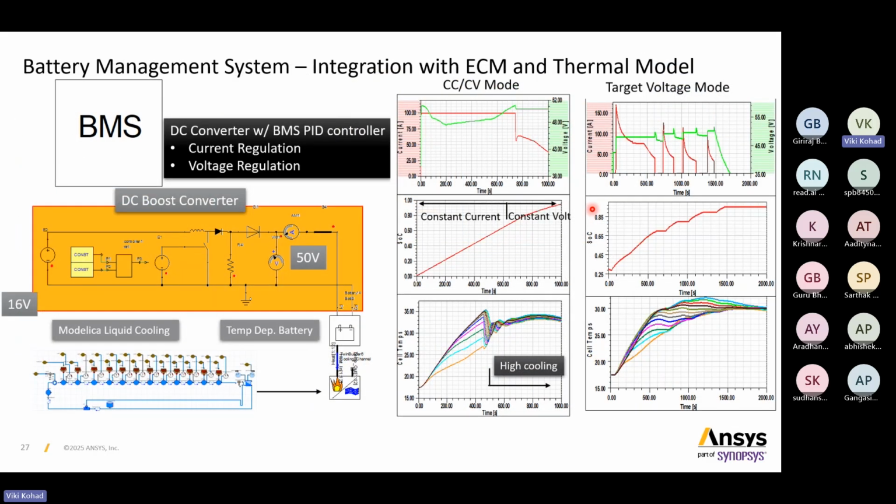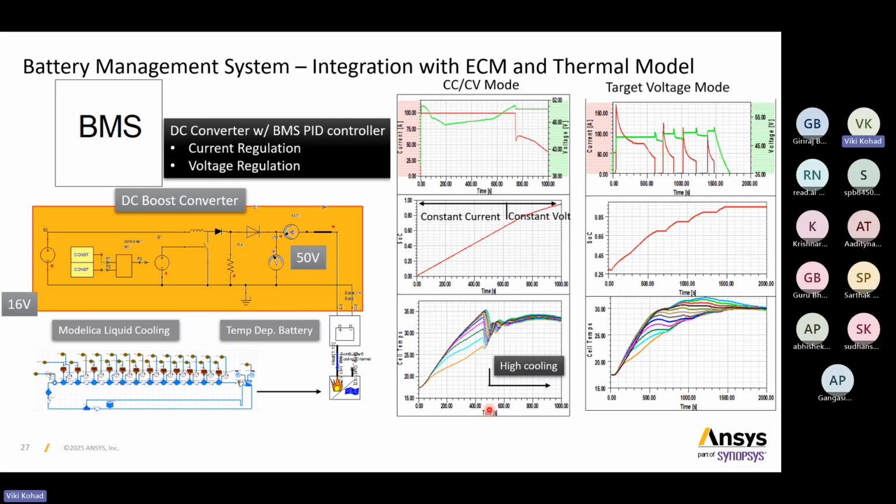Now this is the architecture of the battery management system, which is integrated with the ECM and the thermal models. So here these are the thermal models, the temperature of the battery, and this is the Modelica liquid cooling library. The Modelica library is also included in the Twin Builder environment. You just have to use that library. And here this boost converter is also made using the electrical libraries. This is the liquid cooling library and this is the ROM model for the battery.